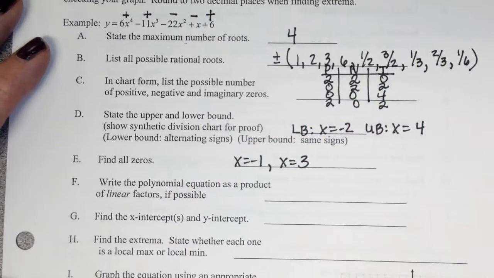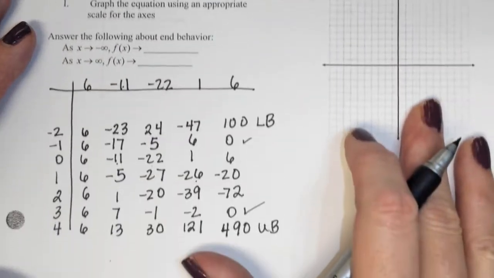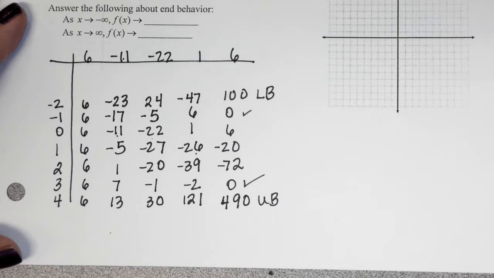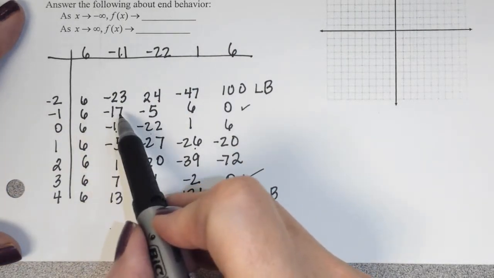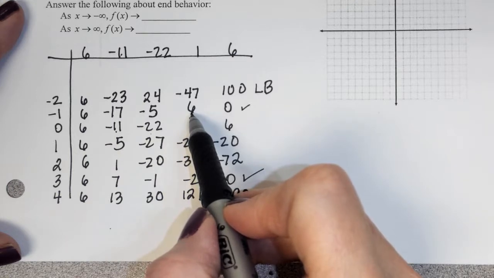But we have to find a total of 4. Can anyone think of a way I could go about finding the other 2? Isaiah? You could make an equation with the numbers that you got from the synthetic division from one of the zeros. So you could do like 6x cubed minus 17x squared minus 5x plus 6.